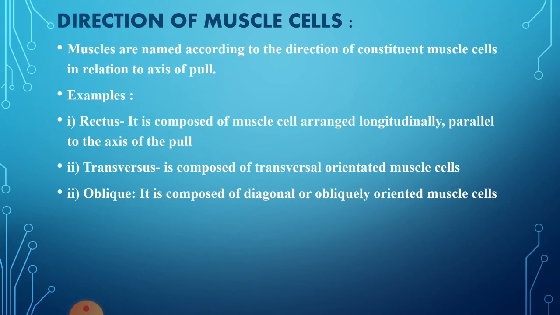The next is on the basis of the direction of muscle fibers. Once again, the rectus: we have already discussed that in the rectus abdominis muscle that we previously saw, the muscle fascicles are arranged longitudinally, or parallel to the axis of the pull. In the transversus muscle, the muscle fascicles would be oriented in the transverse appearance. Obliquely arranged fascicles will be in the oblique muscles.